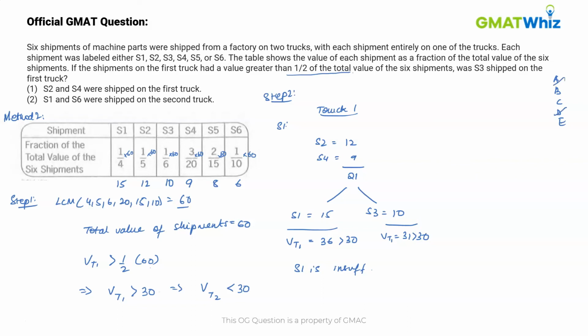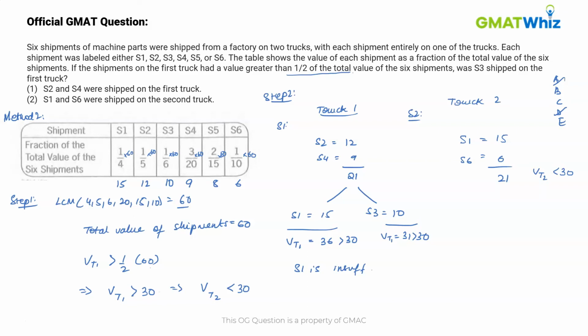Now moving on to statement 2. Statement 2 gives us information about the second truck, or truck 2. Now statement 2 tells us that S1 and S6 were shipped on the second truck. So from the table, the value of S1 is 15 and the value of S6 is 6. These two add up to give us 21. Now keep in mind the value of the shipments on truck 2 needs to be less than 30.